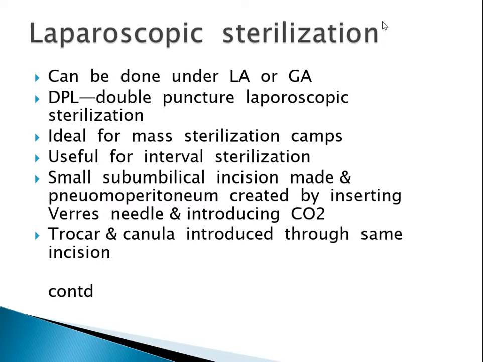Now, as I told you, this is very suitable for mass camps, and it is useful for interval sterilization only. Now, in my previous class, I told you what is interval sterilization. When we do the sterilization in between pregnancies, we call it interval because it is in between pregnancies. See, when the patient is not pregnant, we are doing this in the proliferative phase, in the first half of the menstrual cycle, in the pre-ovulatory phase. We are doing it when the patient is not pregnant. Or sometimes we can do it when the patient is pregnant, but we are also doing a termination of pregnancy, MTP, but then that is in the earlier weeks only.